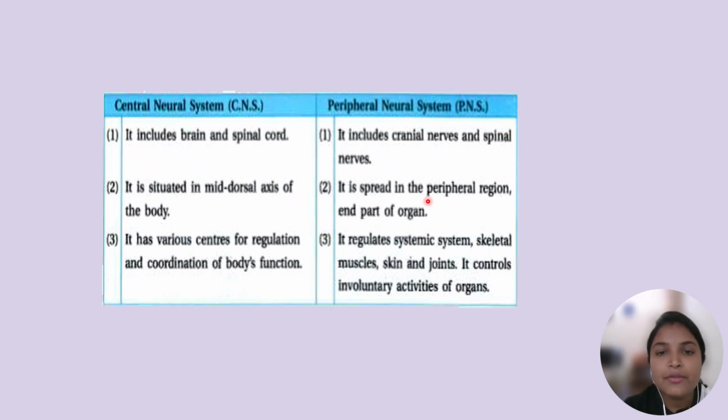Now, the peripheral nervous system, what does it do? It regulates the systemic system, skeletal muscles, skin and joints. It also controls involuntary activities of organs. Where the central nervous system is involved in voluntary action, here it is involved in involuntary action. So we came to know a few differences between the central nervous system and the peripheral nervous system.